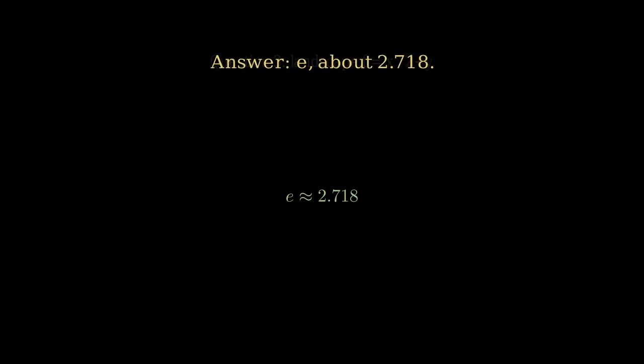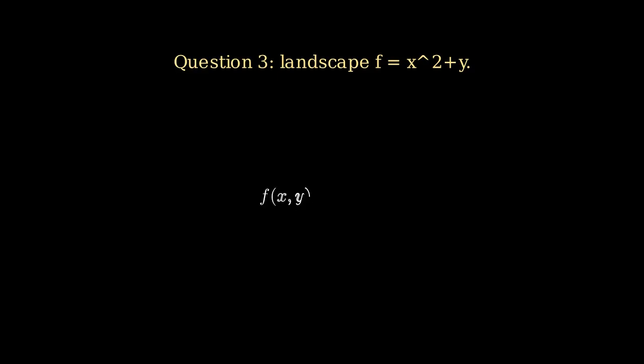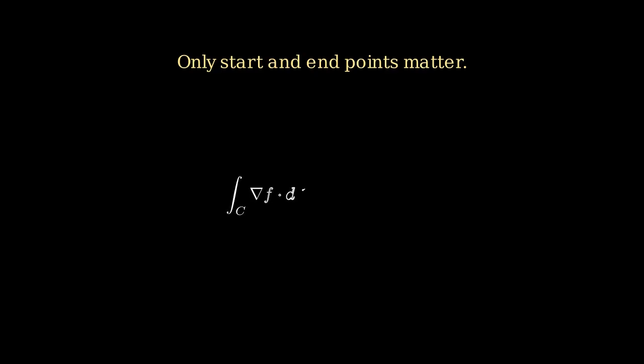Question 3. Path independence built from the fundamental theorem. This time you're given the landscape itself, f of x, y equals x squared plus y directly, not the field. Pattern to recognize. Since f is already known, the gradient field is automatically conservative, so the fundamental theorem says the line integral only depends on the start and end points, not the path shape at all.